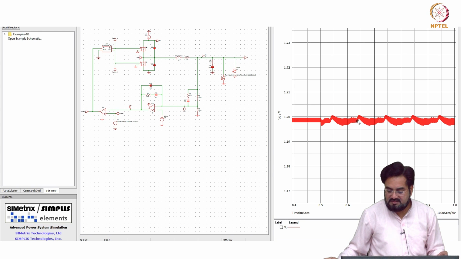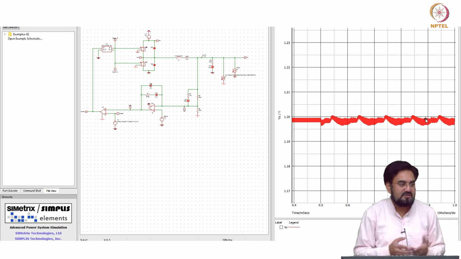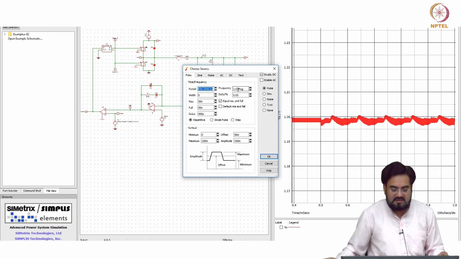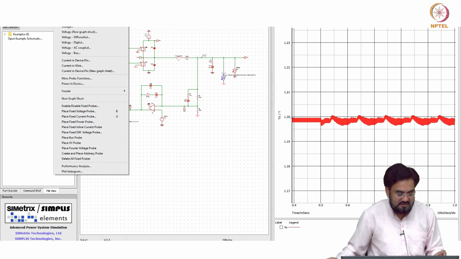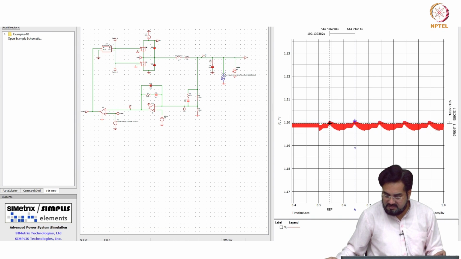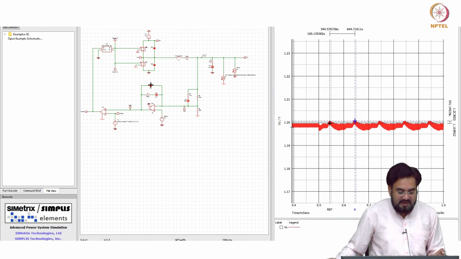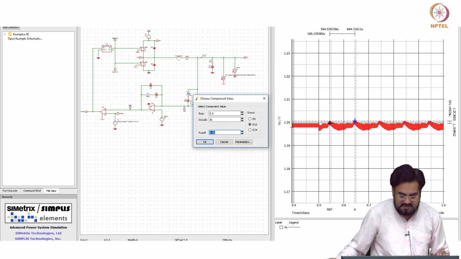So you can see here, due to the mixing, the dominant component should be 10 kilohertz. The frequency of this I have set to 1.01 megahertz, which means the ripple should be 10 kilohertz. So peak to peak from here to here should be 10 kilohertz, and you can measure it. What is delta? 100 micro, which is 10 kilohertz. Now this is with the poles added. Now I will remove these poles and we will see what happens.